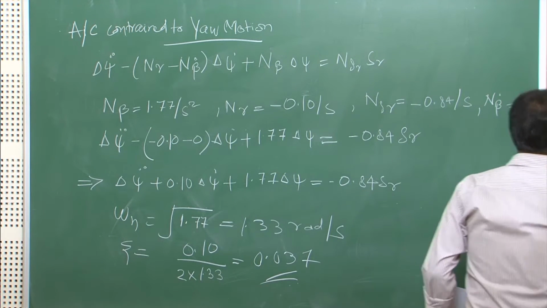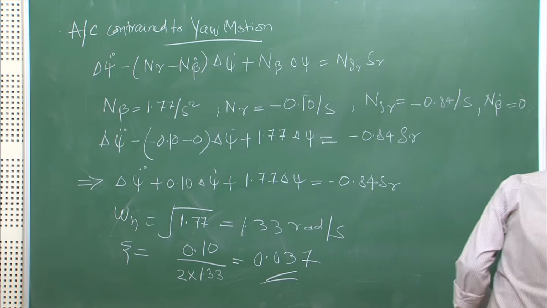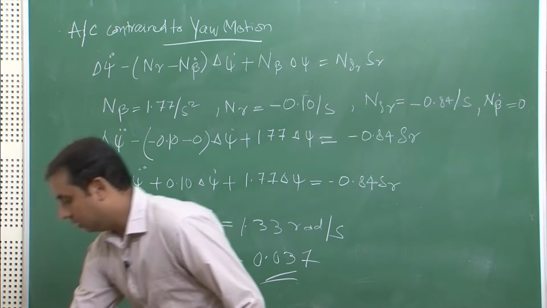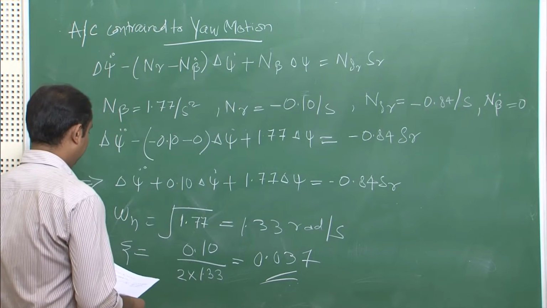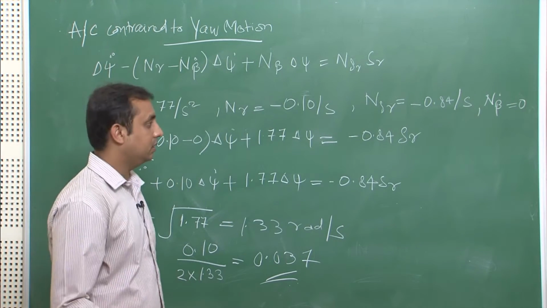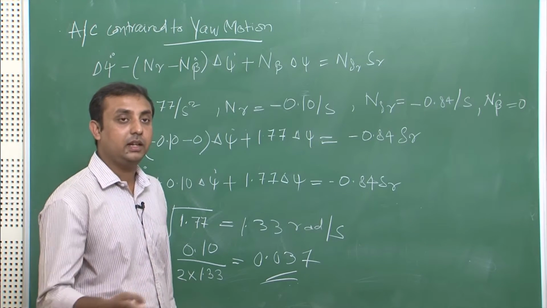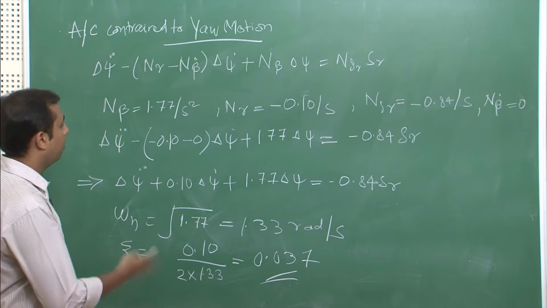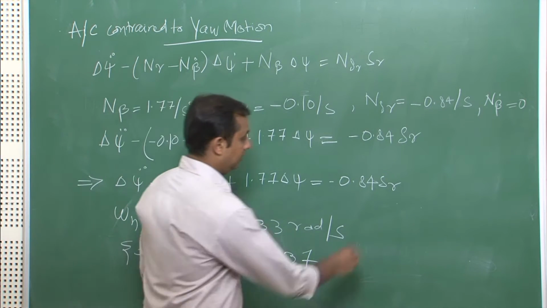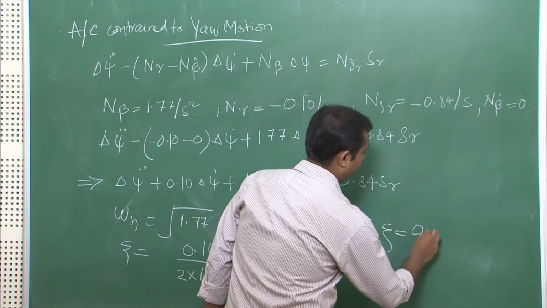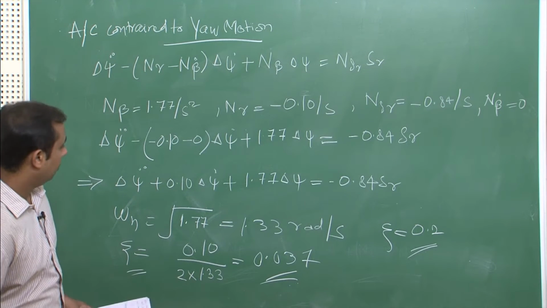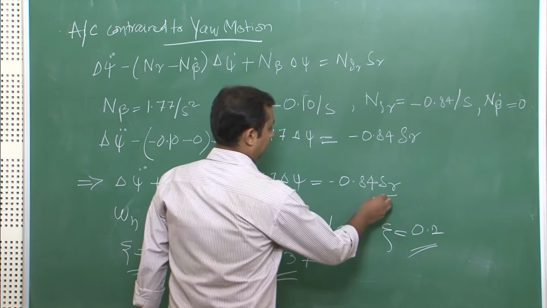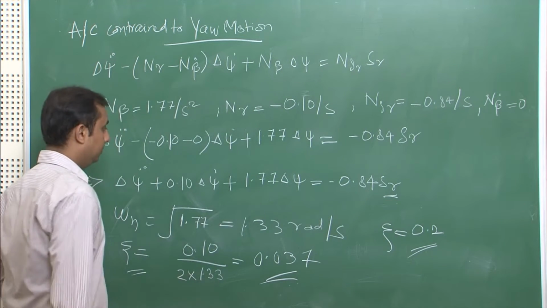So let's design a stability augmentation system. Since we want to only change zeta, we will be using only one variable. You have already seen the flight handling qualities of an aircraft. For pure yawing motion, let's take zeta equals 0.2. For designing the stability augmentation system, I will write delta r in terms of the state variable.